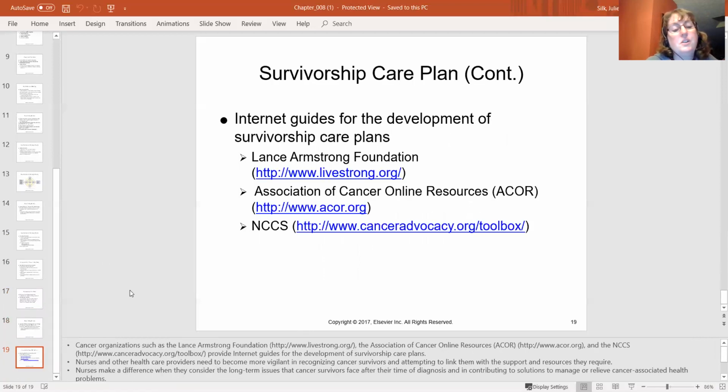Cancer organizations such as the Lance Armstrong Foundation and the Association of Cancer Online Resources provide internet guides for the development of survivorship care plans. Nurses and other healthcare providers need to become more vigilant in recognizing cancer survivors and attempting to link them with the support and resources they require. Nurses make a difference when they consider the long-term issues that cancer survivors face from their time of diagnosis and in contributing to solutions to manage and relieve cancer-associated health problems.